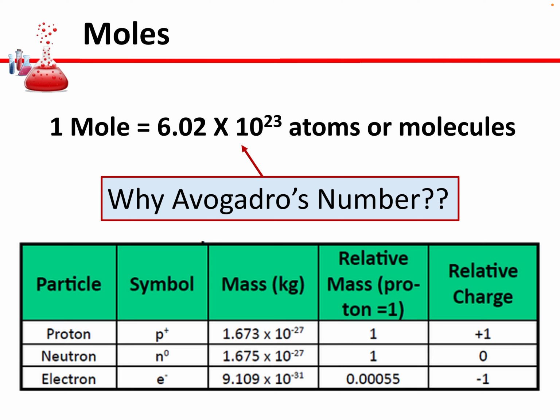All right, so how many Ks do you have? 2. How many H's do you have? 1. Phosphorus? 1. And oxygen? 4. Right, and then you need to add all those together.